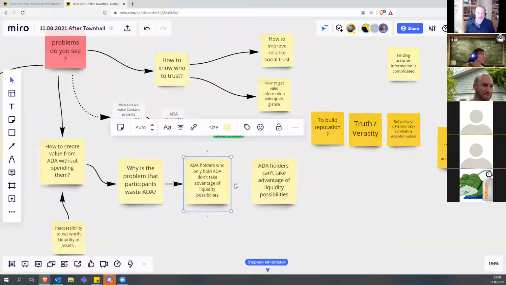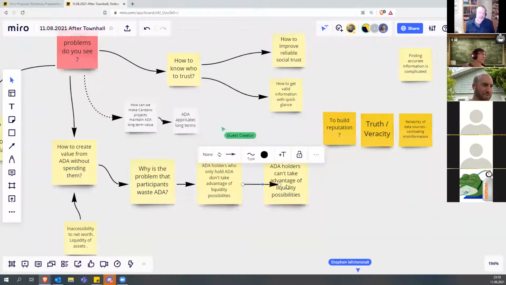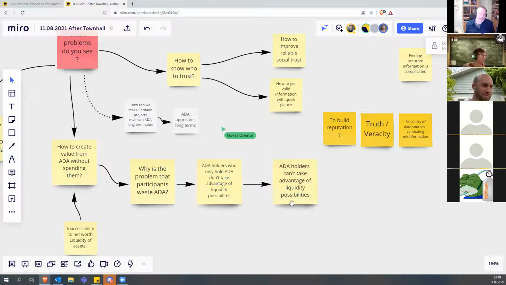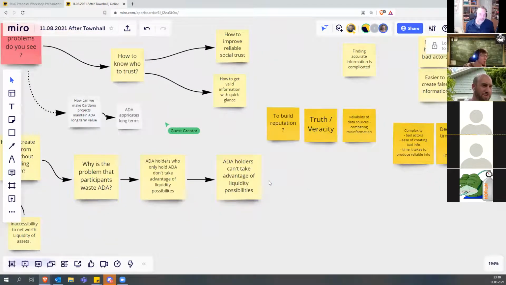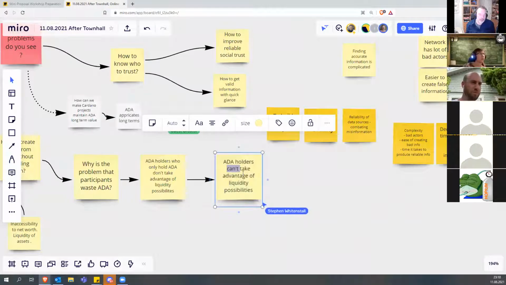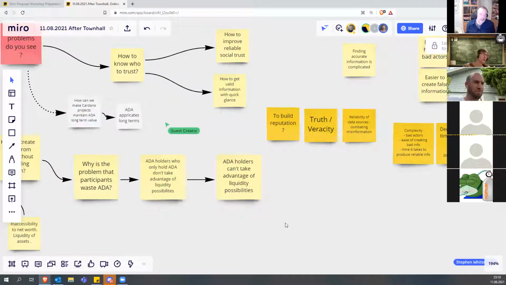Over where you have the ADA holders can't take advantage of liquidity, should that be loyal perhaps, so it doesn't seem as if that's actually a problem statement? But I wonder why it can't. Doesn't staking help with liquidity, or is liquidity something more? Staking is just giving you an interest return. It's not liquidity. Liquidity is a bit of a confusing term here.